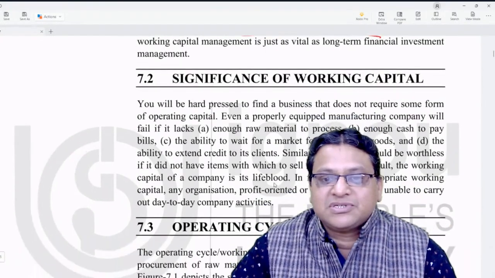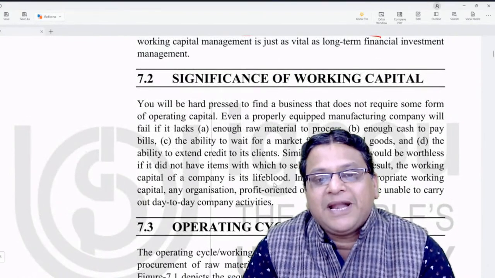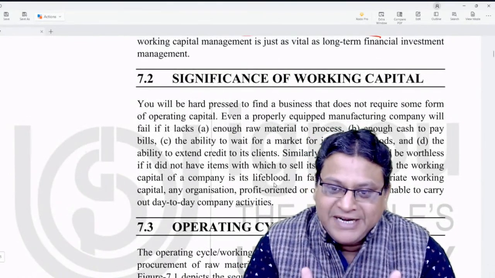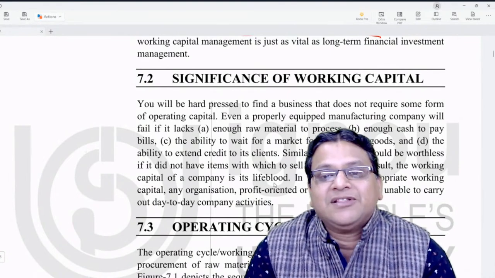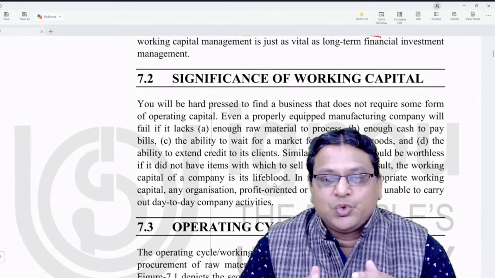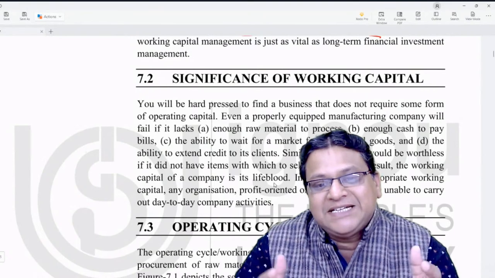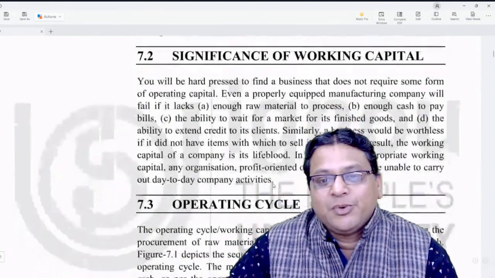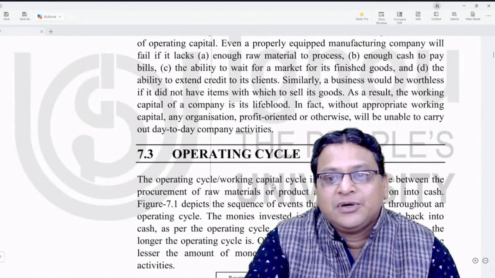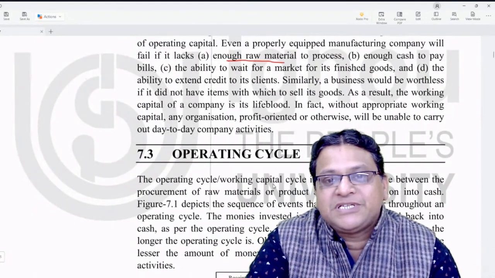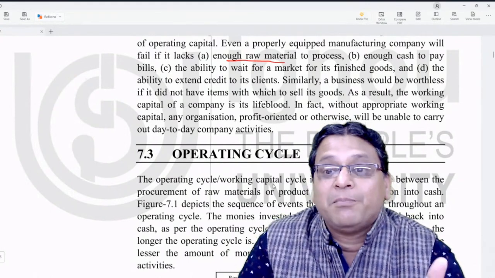Next, we'll discuss what is the significance of working capital. Why is working capital important? We have already discussed working capital is the capital required for running the business. If a business does not have sufficient working capital, it cannot manage its business properly. A business needs enough raw material to process. If a business does not have enough raw material, then what will happen? Its production might be hampered.